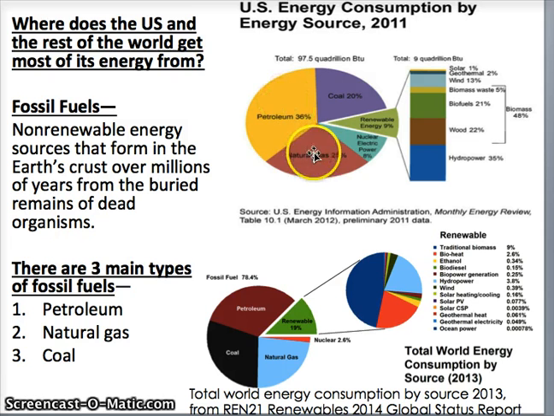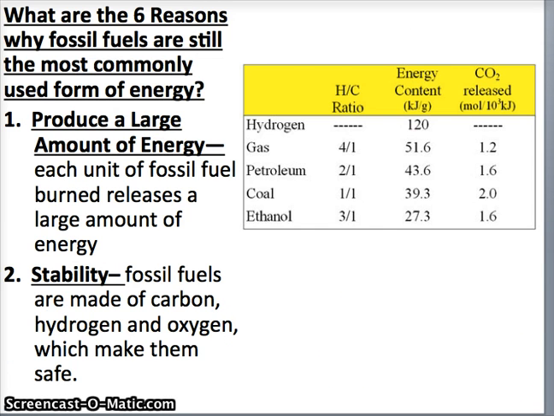So last week you learned that most of the United States' energy comes from fossil fuels, coal, petroleum, natural gas, almost 80%, as well as the rest of the world. Let's start by talking about why fossil fuels are still the most commonly used form of energy, despite a lot of the consequences that we always hear about.